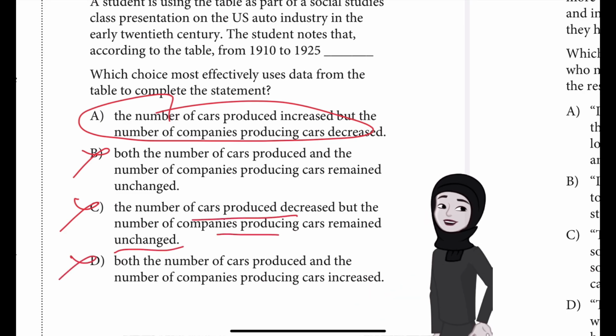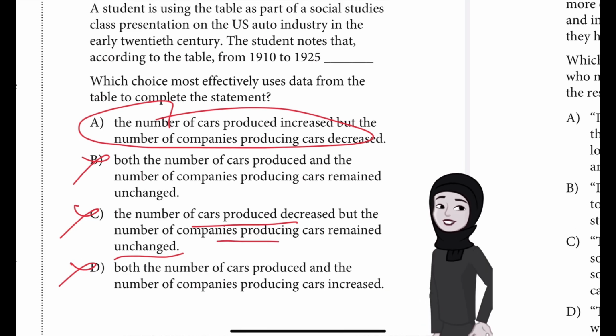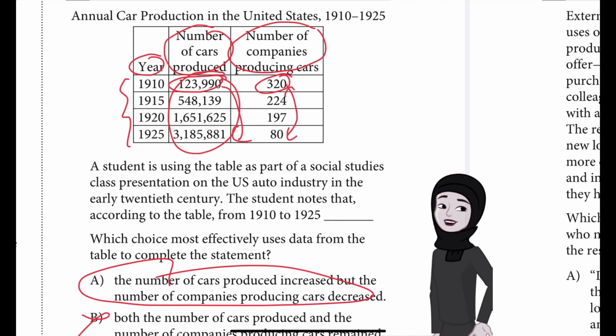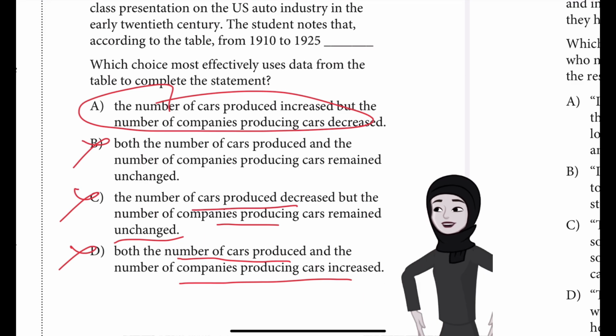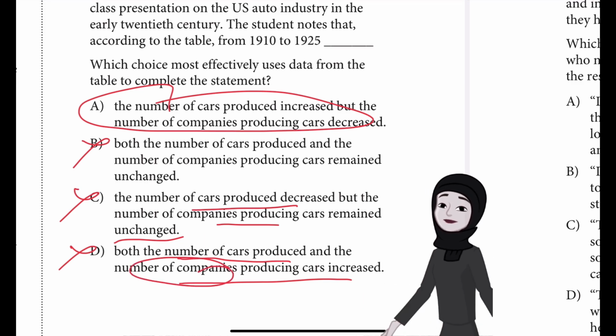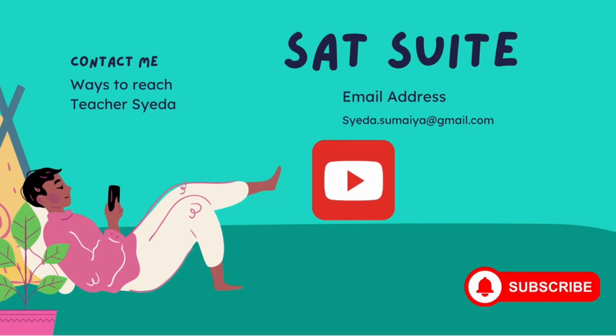And D is incorrect, as the table also shows that the number of companies producing cars decreased from 320 to 80 instead of increasing. Here D is saying both the number of cars produced and the number of companies producing cars increased. The number of companies producing cars did not increase. They decreased in fact. So you can see that's why answer choice A is the best. So this is quite easy actually. You just have to look at the table and easily decide about it.